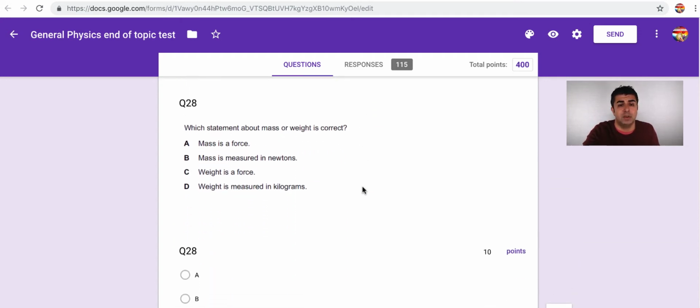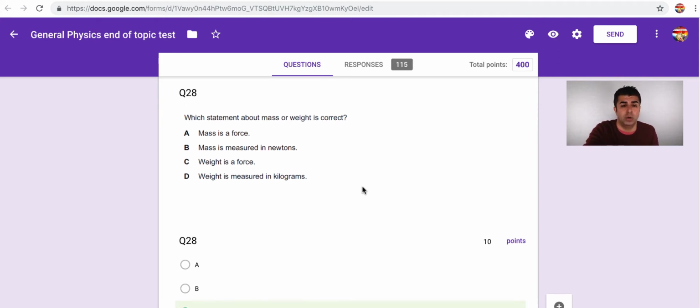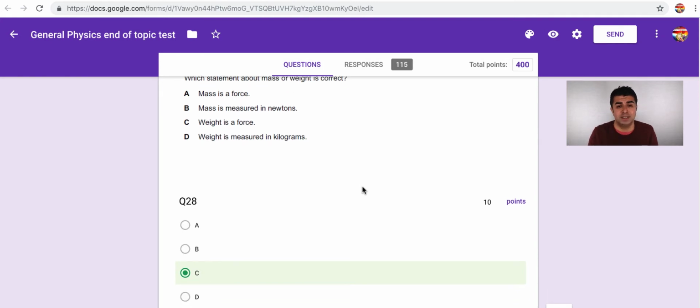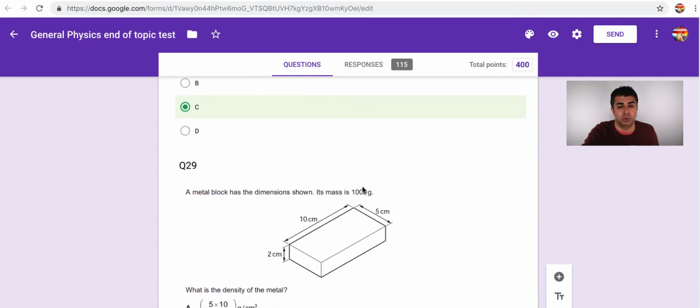Question number 28. Which statement about mass or weight is correct? Well, I hope you can see that it's D, that weight is measured. Sorry, my apologies. I hope you can see that it's C, weight is a force. D is incorrect because weight is not measured in kilograms, weight is measured in newtons. B is not correct because mass is measured in kilograms, not newtons. And A is not correct because mass isn't a force. Mass is the amount of matter in an object. So the answer is C, weight is a force.